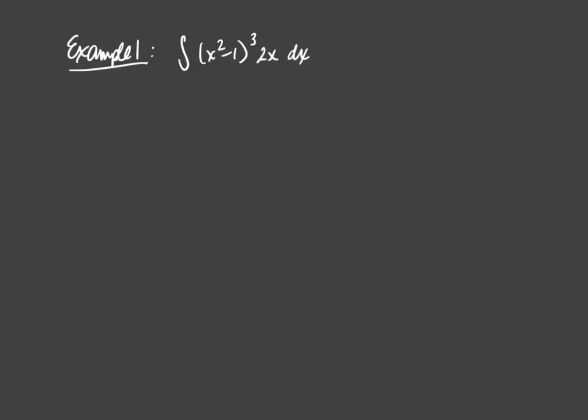So if we have our steps written down, step 1 is to choose our U. And we said we want to choose our U to be basically the inside, right? So I would consider this to be the inside. So that's what I'm going to choose for U. U is going to be x squared minus 1. Step 2 is compute the derivative of U with respect to x. So the derivative of U with respect to x is 2x minus 0, or 2x.